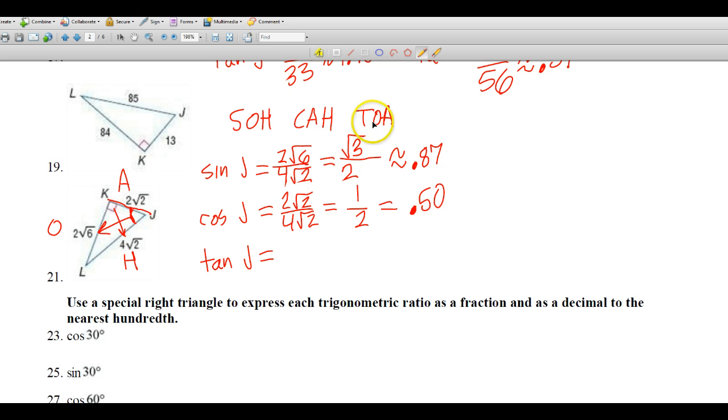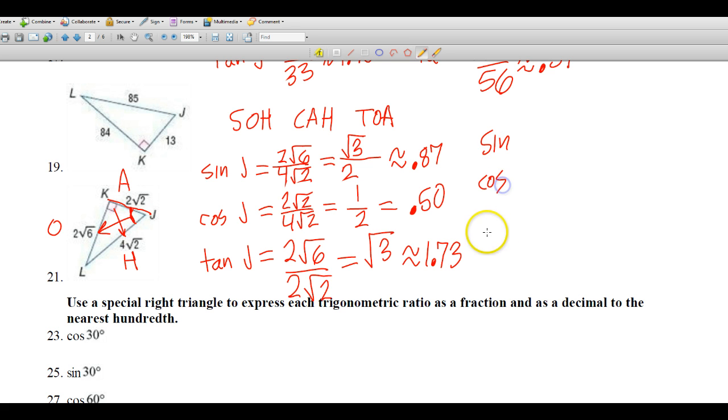And then the tangent, which is opposite over adjacent, so that would be 2 square root of 6 over 2 square root of 2. So the 2's cancel, and the square root of 2 goes into the square root of 6, so that would be the square root of 3, and the square root of 3 is approximately 1.73. And we also want to find the sine, cosine, and tangent of L.